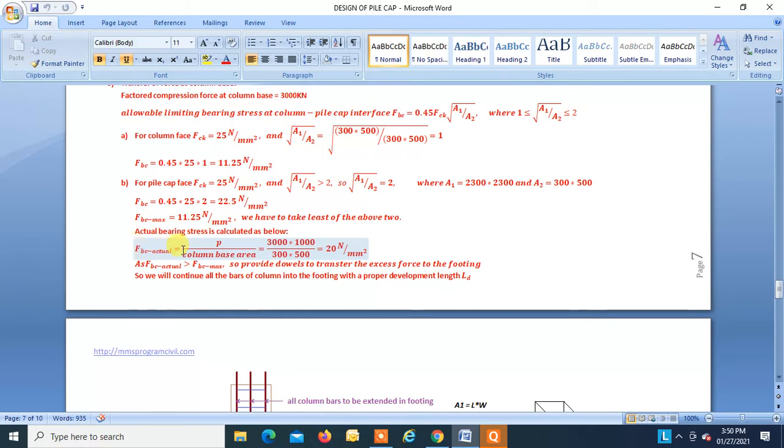FBC actually is P divided by column base area, that is 3000 kilonewton divided by 300 by 500, that is 20 Newton per mm square, which is found to be greater than the allowable, that is maximum 11.25. So now we will have to provide dowels to transfer the additional load from column to the footing.